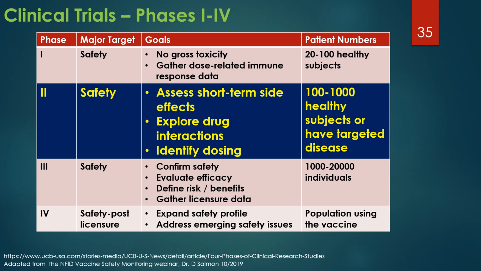Researchers in Phase 2 trials assess the short-term safety and effectiveness of the drug or vaccine, explore drug or vaccine interactions, and find the dose at which the agent works best with the least side effects, and conduct a small-scale placebo comparison.